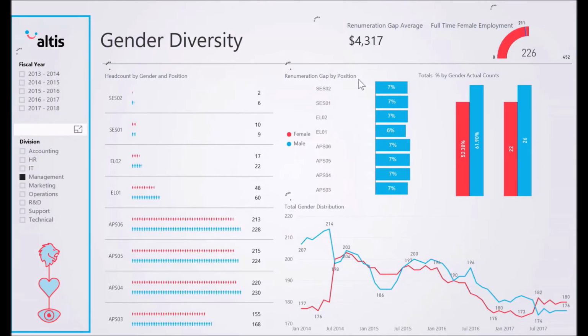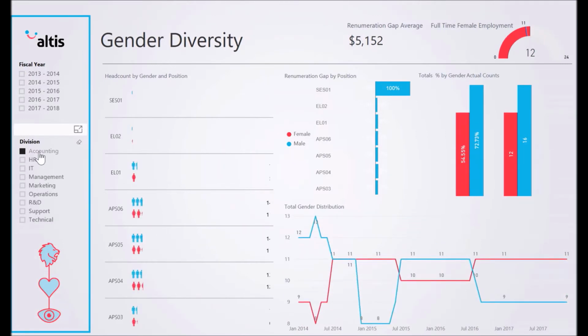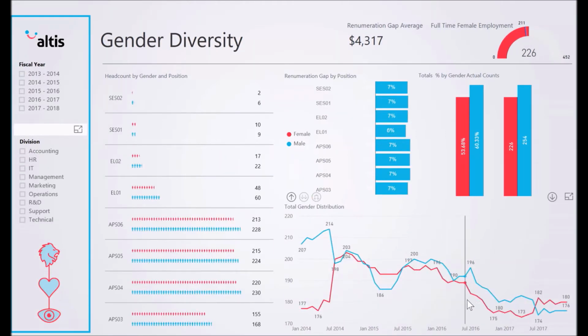Use the KPIs to quickly find out information such as the remuneration gap average across any category you desire. You can also compare the female and male staffing levels across your organization at a glance.